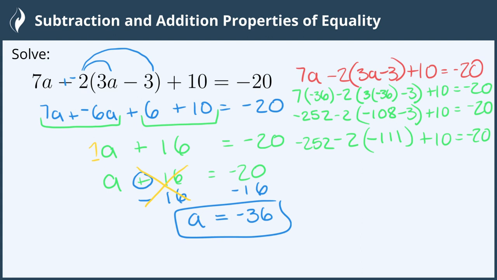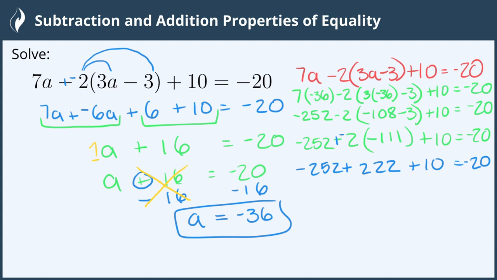And then we can multiply by a negative 2. We can change this by adding the opposite. Negative 2 times negative 111 gives us positive 222. Keep everything else the same and combine all of those on the left-hand side.